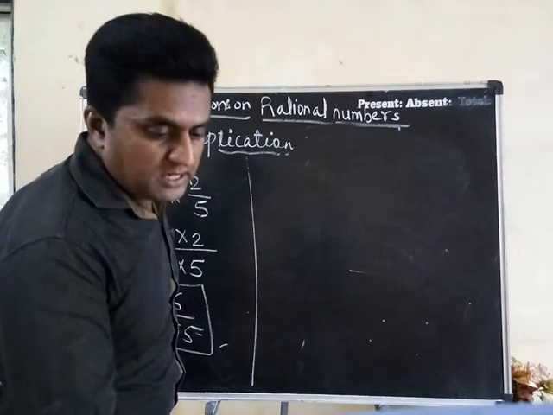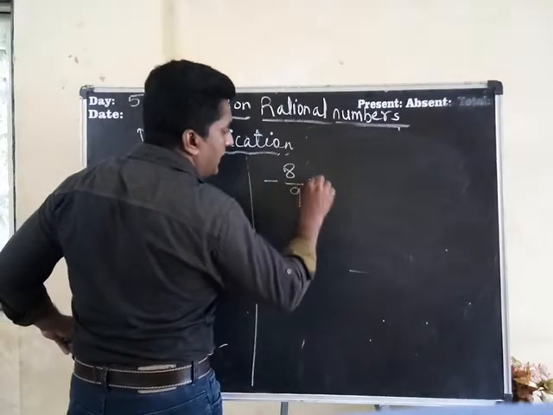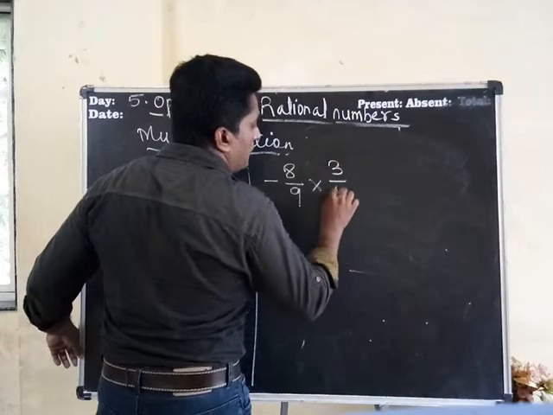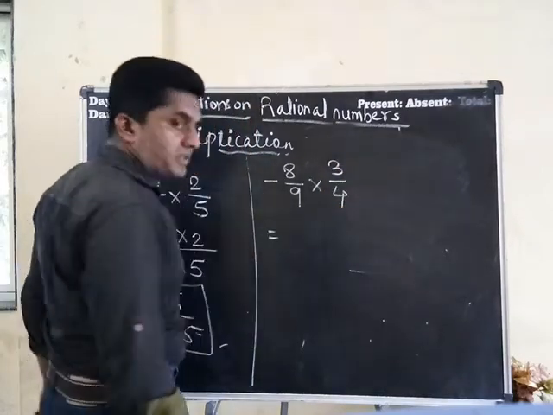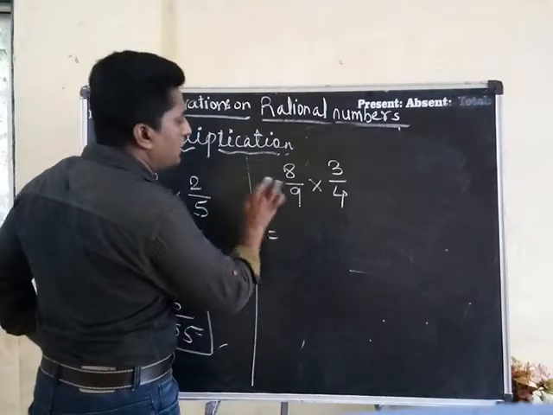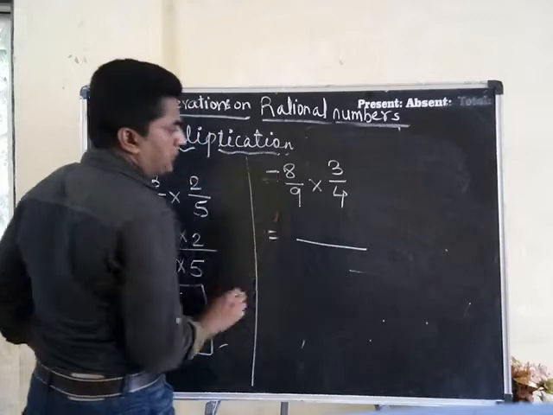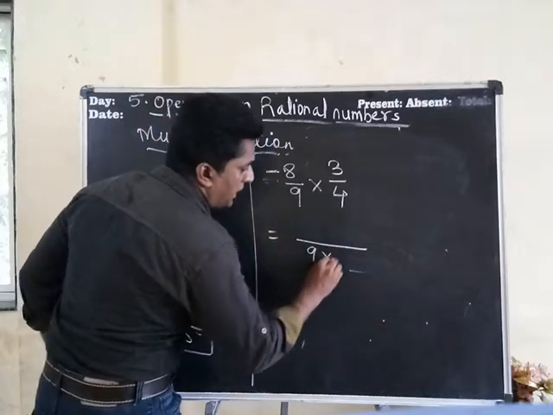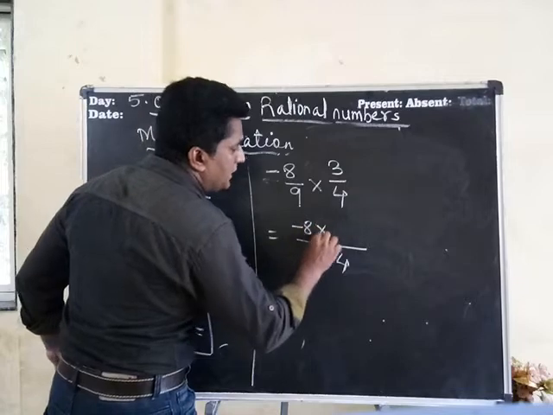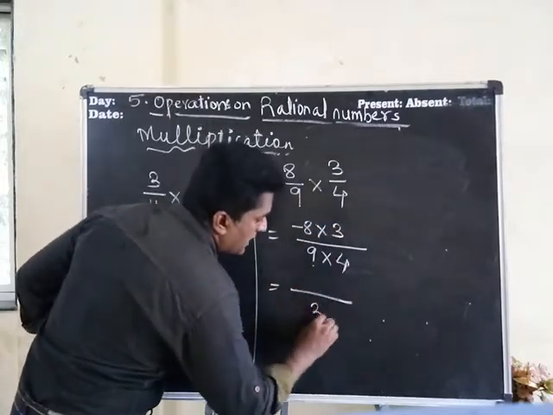And your second sum is minus 8 upon 9 multiplied by 3 upon 4 is equal to. Now see everybody. When we are doing this, here the minus is in the numerator. Simply make a line here. 9 and 4. Right everybody? And here minus 8 into 3, and 9 4s are 36.